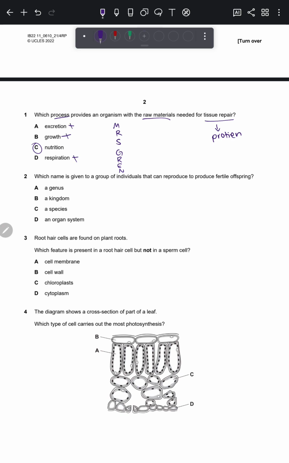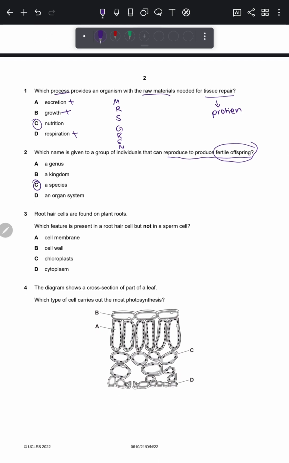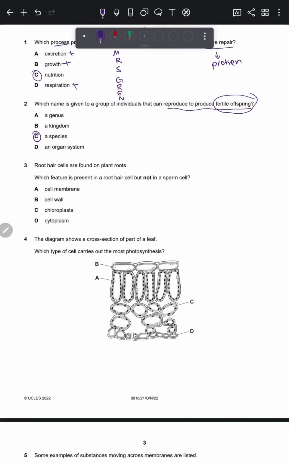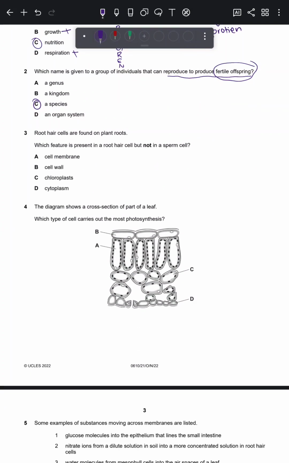Which name is given to a group of individuals that can reproduce to produce fertile offspring? This is the key term here, and this is species. Species is a group of organisms that can produce fertile offspring, which is a definition that you need to know.